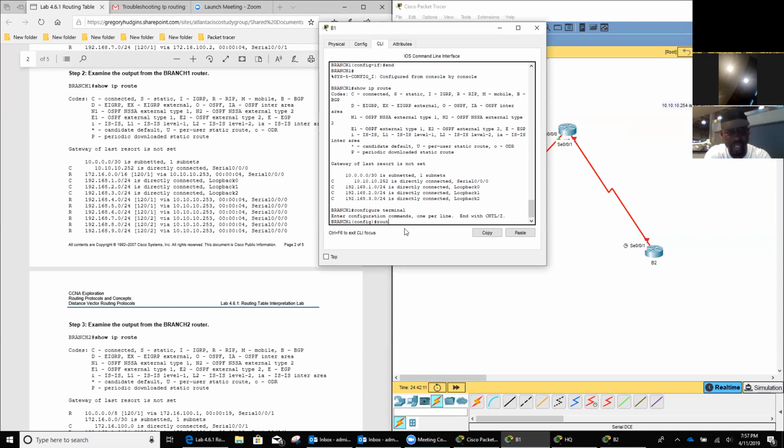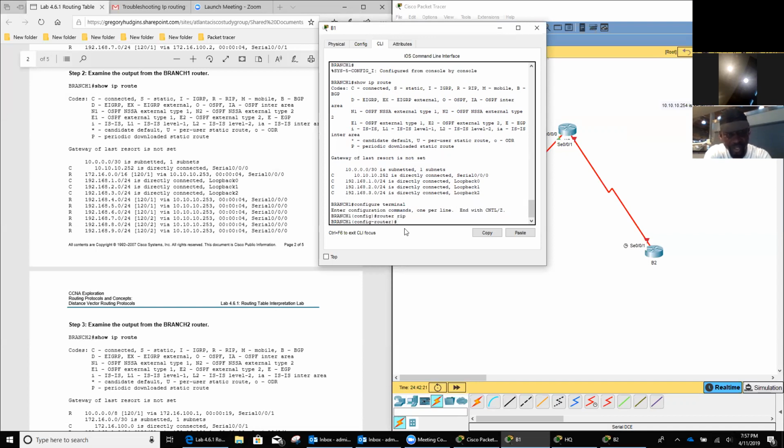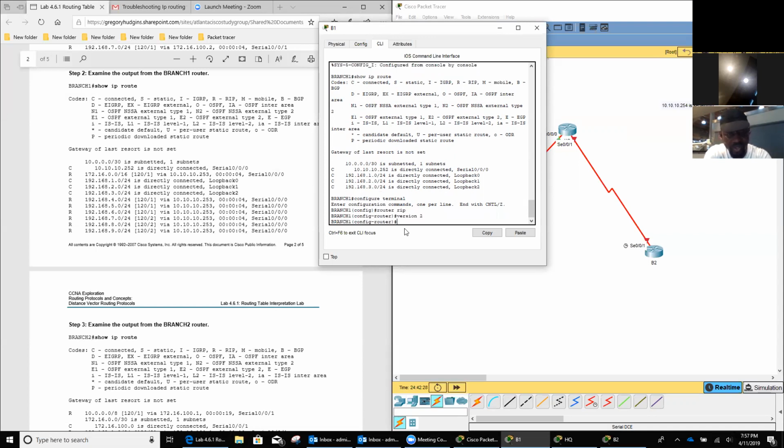So let's turn on network. Nah, we gotta turn on RIP. Was it router RIP? You got it. Yeah, router RIP, correct. Router RIP. Now let's do version 2. Version 2. Then go network. Yep. And let's do all the 192s first. 192.8.